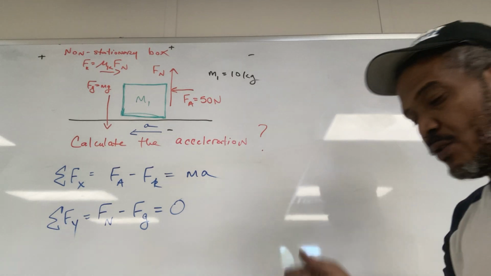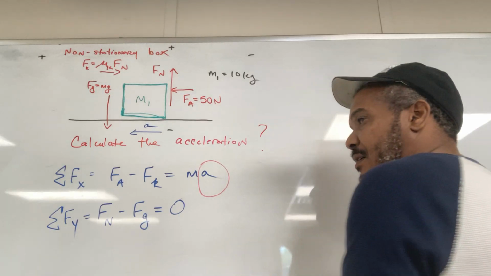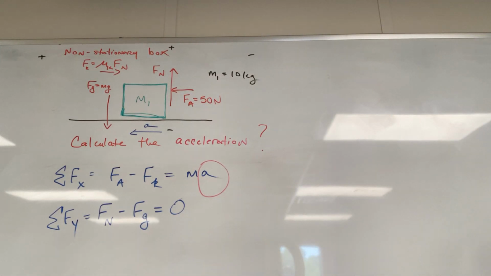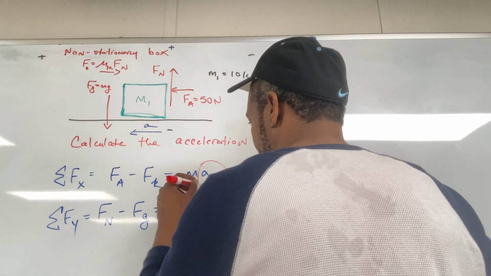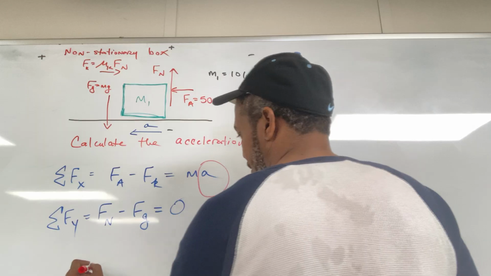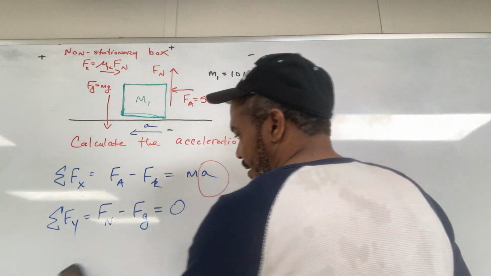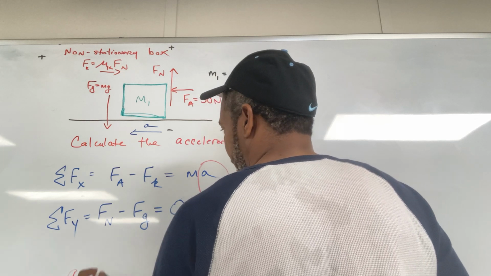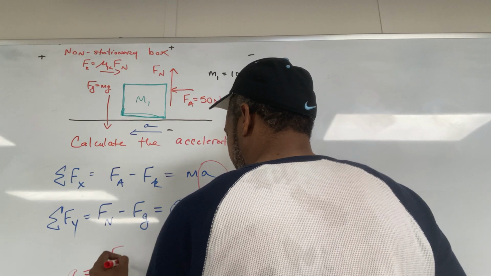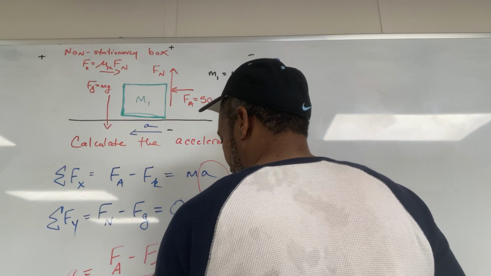So immediately we notice that what? We got acceleration right here. So then it's easy, right? At least it looks easy to start with. So we got A, and all we've got to do to get A by itself on this side is to do what? Divide both sides by M. So when I do that, I'm going to have F of A minus F of K, all of that over M.